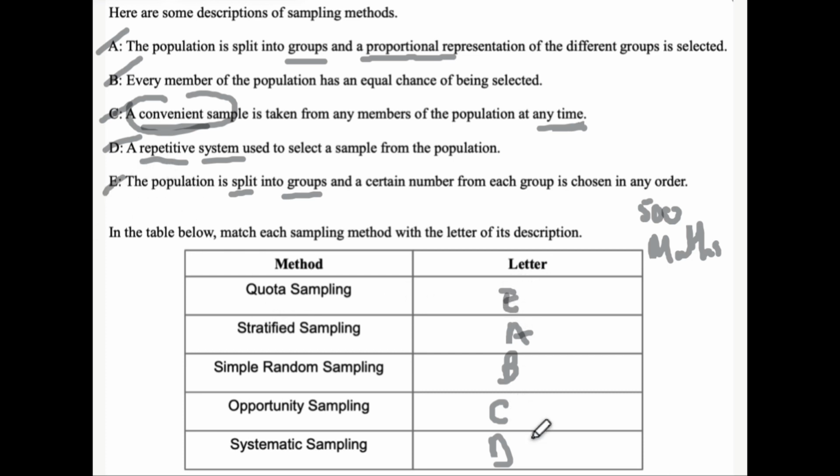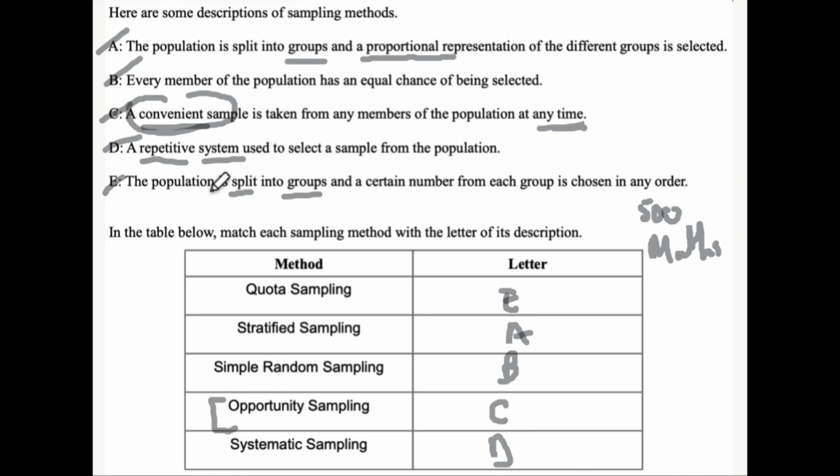Hopefully that goes through all of them and gives you a bit clearer of an idea of how to differentiate between them. Again, I'd really focus on these keywords, like repetitive system always comes up for systematic sampling. The one that's most non-biased is always simple random sampling. So in this case, that was option B. If there's proportional groups, that's stratified sampling. If there's a convenient sample taken at one specific time of the day, that's opportunity sampling. That's when you get the opportunity to take the sample.